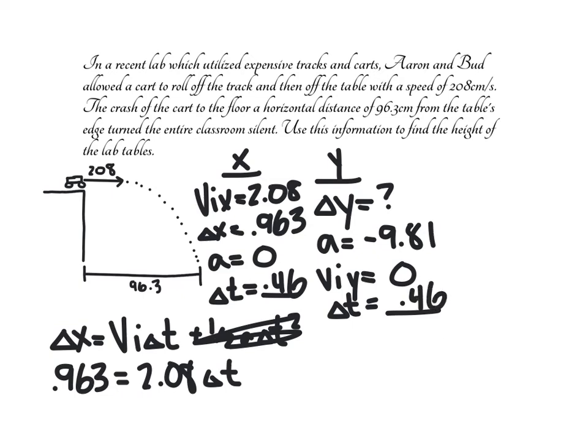So now I need to solve for my change in y. I use the exact same equation. This time, the first part of it goes away because the velocity is 0 in the vertical direction.